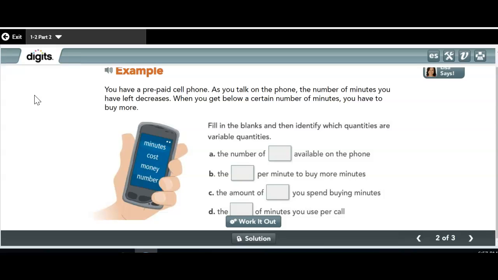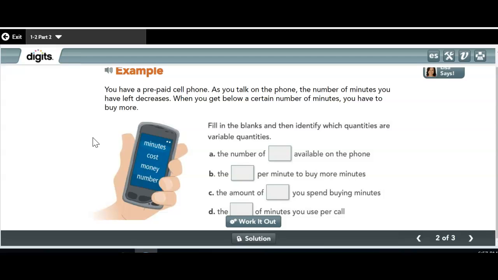Let's give some examples of quantities and variable quantities. And we're going to talk about cell phones. I know most of your favorites. Cell phones. The problem says, you have a prepaid cell phone. As you talk on the phone, the number of minutes you have left decreases. When you get below a certain number of minutes, you have to buy more. So this is a type of cell phone plan that you can purchase.